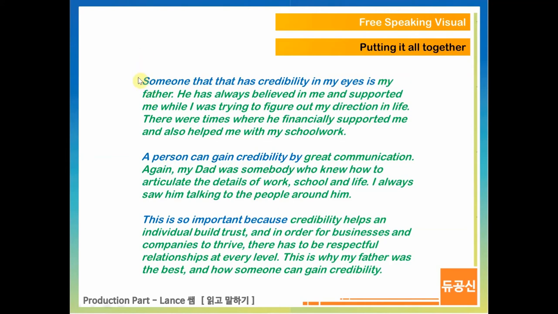Again, we've used the questions to help us structure the answer, and we've given full responses for each mini question. The reason and the example.